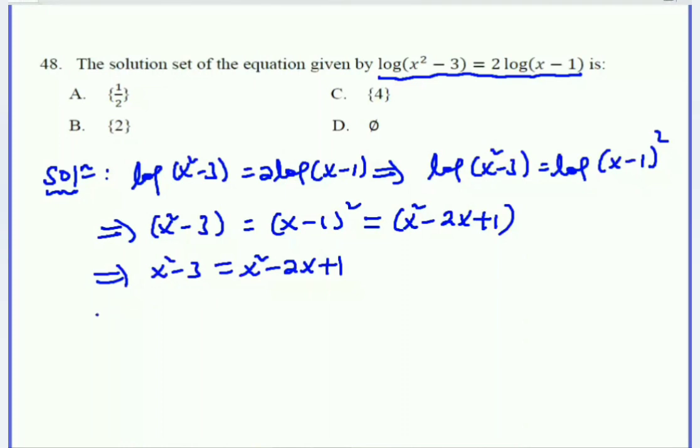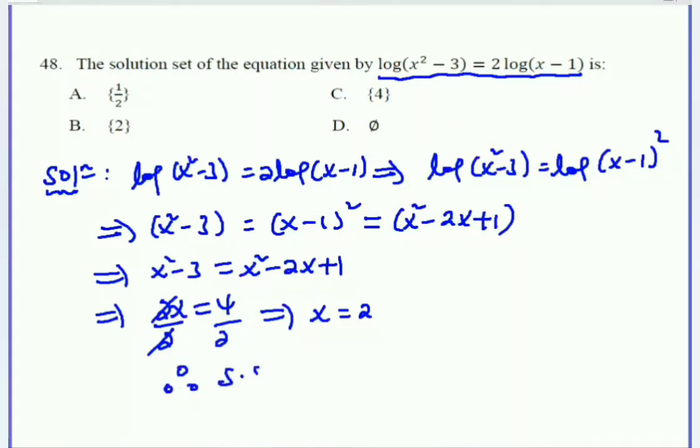Collecting like terms, x squared can be eliminated, and rearranging the terms, we get 2x equals 4. Dividing both sides by 2, the value of x becomes 2. Therefore, the solution set for this logarithm is 2. But we need to check by substituting into the original equation, because sometimes you may get an invalid result due to the domain. So the solution for this problem is B.